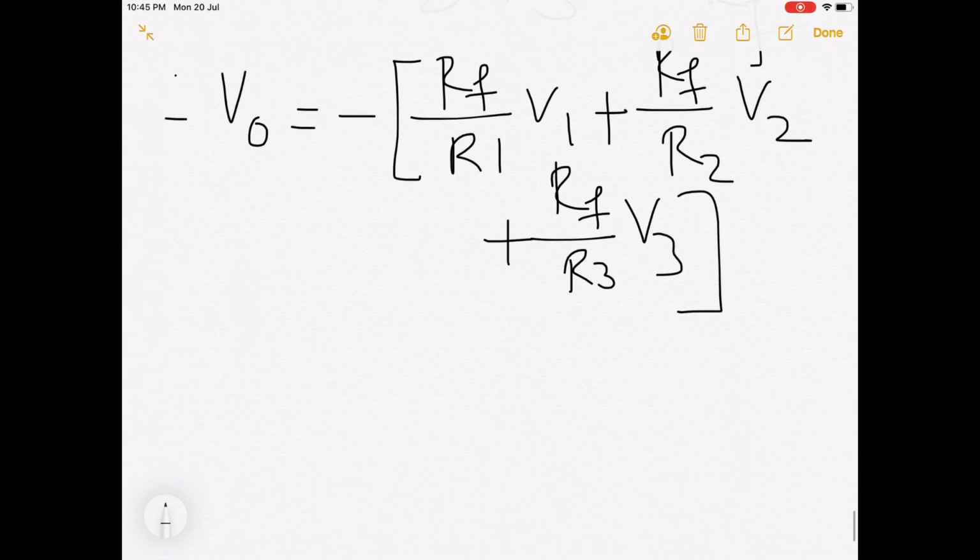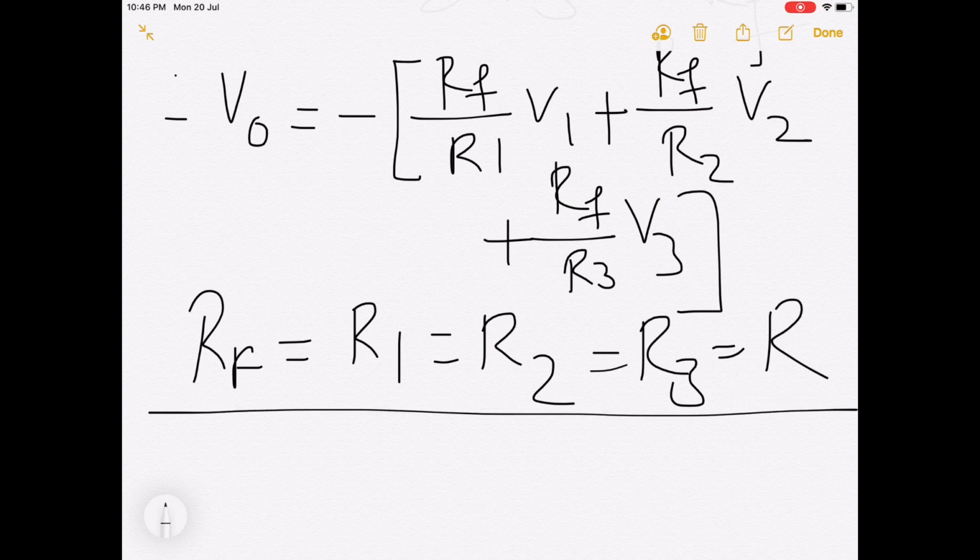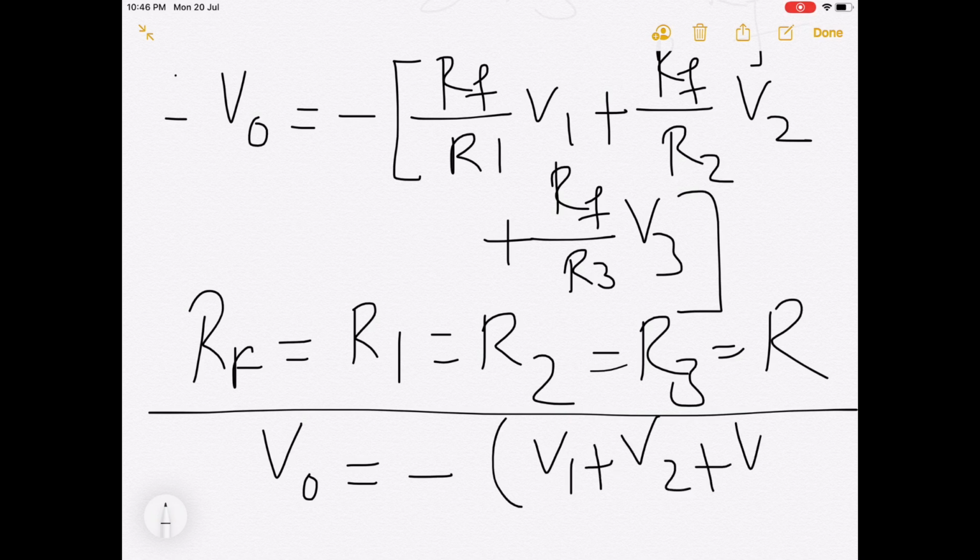Now, for avoiding complex things here, we are considering feedback resistor RF is equal to R1 is equal to R2 is equal to R3 is equal to R. That means, we are taking same values of resistor in this adder circuit, and if all resistor values are same, then obviously your VO will be what? Minus V1 plus V2 plus V3.